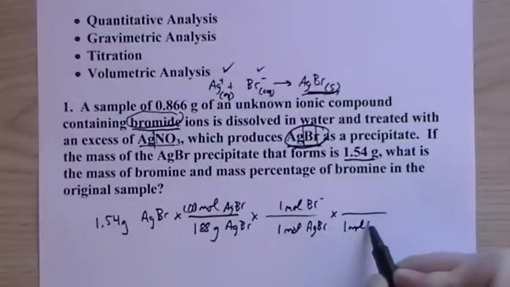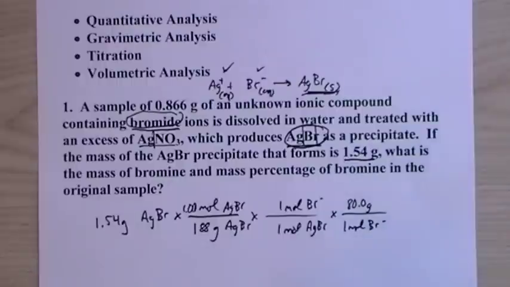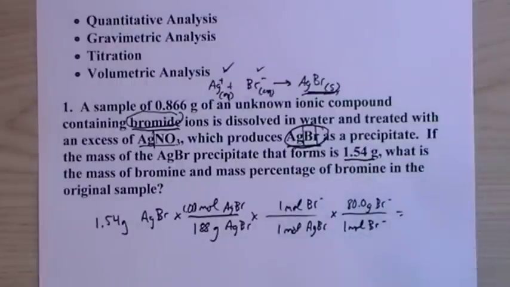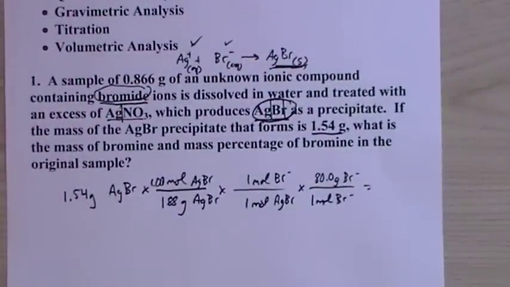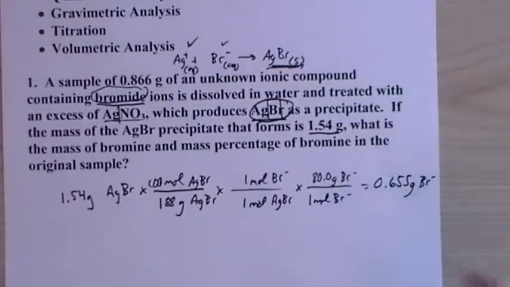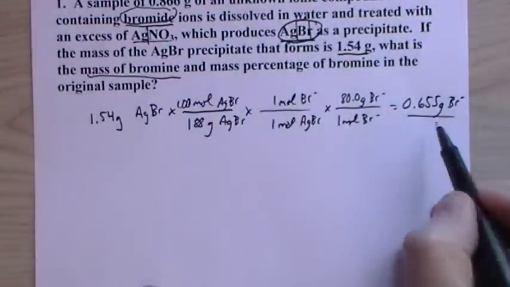And 1 mole of bromine ion, even though there's an extra electron, it's essentially the same mass. If you tack on the mass of 1 extra electron, you'll find that by rounding, it disappears. So 1.54 divided by 188 gives us the moles of silver bromide, and 1 mole of silver bromide is 1 mole of bromine, so the same value, times 80, that gives us 0.655 grams of bromine ion. So that's the first answer, the mass of the bromine is 0.655 grams.